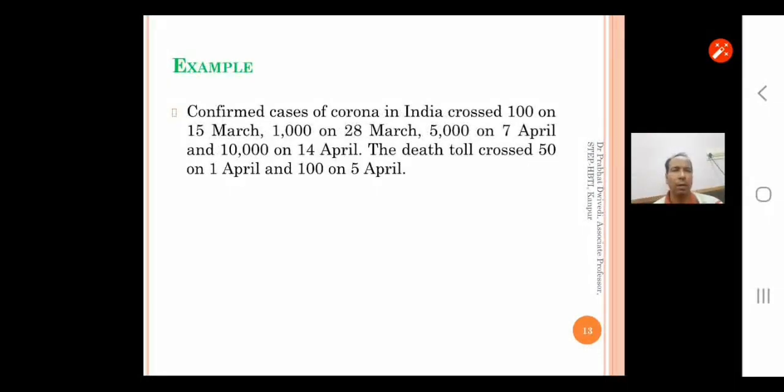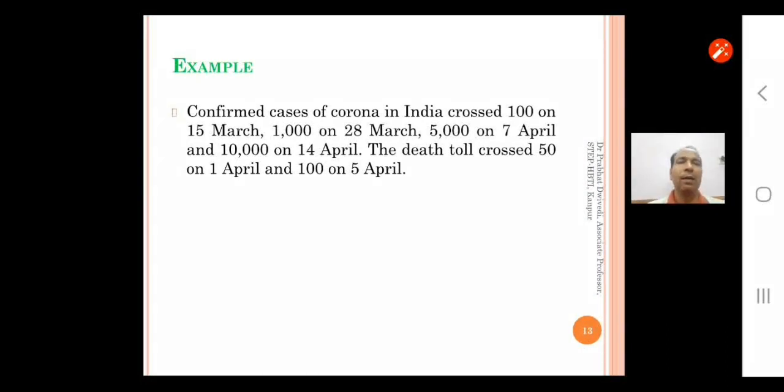Second presentation form is tabular form, but before that, let's take an example of textual form of presentation of data. This is before you. A paragraph goes the way: Confirmed cases of corona in India crossed 100 on March 15, 1000 on March 28, 5,000 on 7th April, and 10,000 mark on 14th April. The death toll crossed 50 on 1st April and 100 on 5th April.